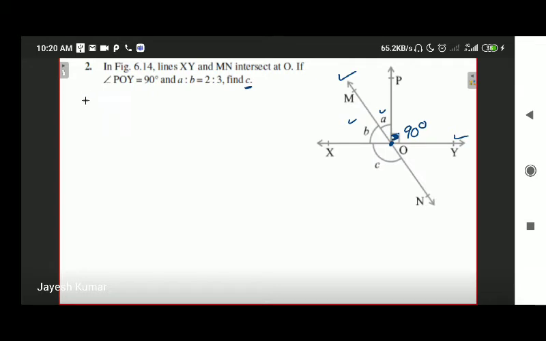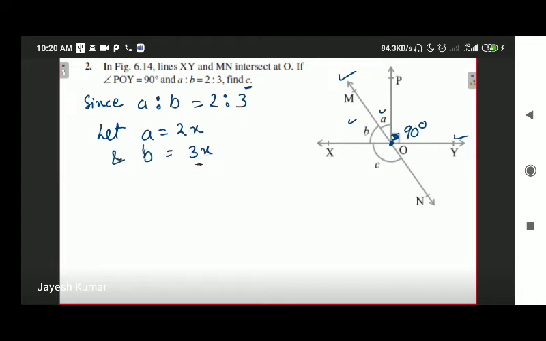let's say A is to B equals 2 is to 3. Since we are given the angles in the form of a ratio, what we are going to do is let A equal 2x and B equal 3x. This is how we used to do the questions of ratio and proportions.